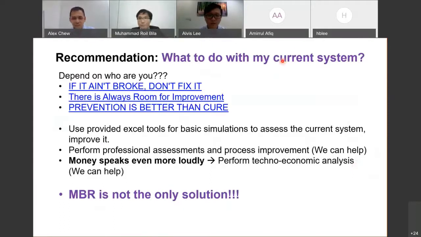Okay. So the fifth question is, on the ROI, what is the general average ROI when changing from CAS or EAA to MBR? Honestly, I don't have an answer. You can give us your plan and we can do some basic calculations for you.